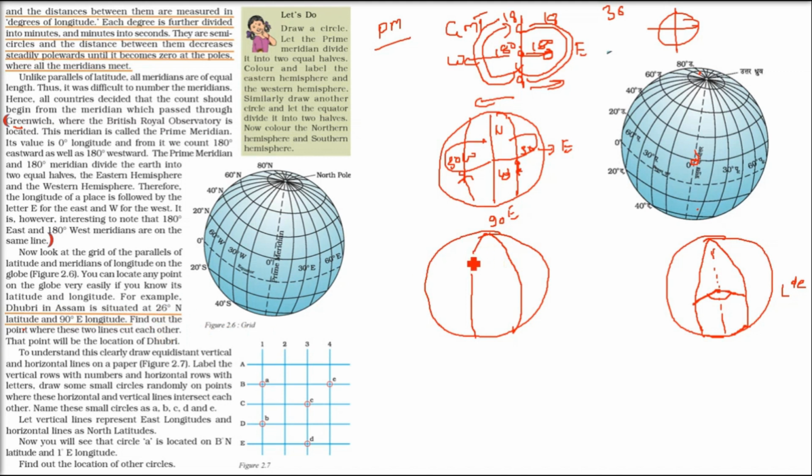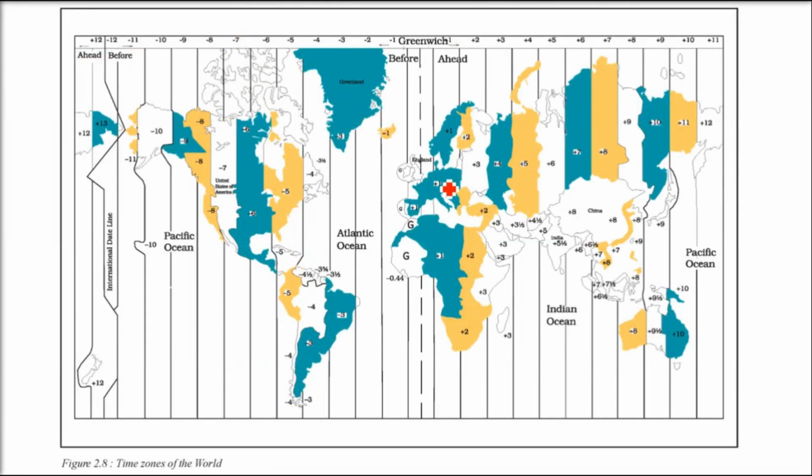Also the latitude is given as 26 degree north. So this is our equator. Because it is north, we have to go up and up, to 26 degree. So it's just above the Tropic of Cancer. So this is the intersection of these two lines. This point of intersection of 26 degree north and 90 degree east is the exact location of Dhubri in Assam. This is how we find the location of any point on this globe Earth.